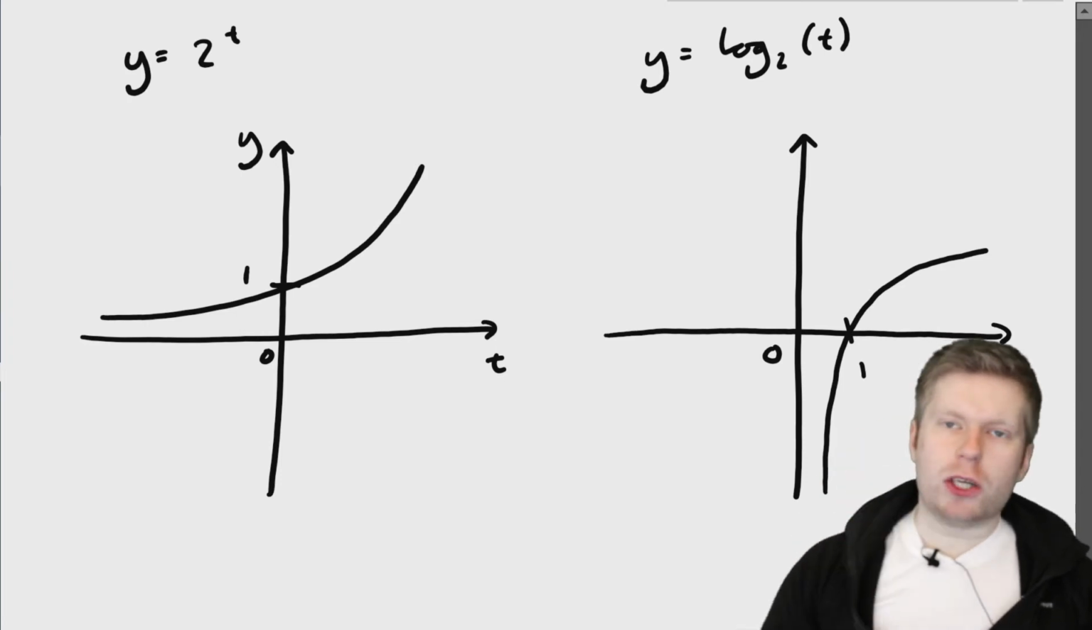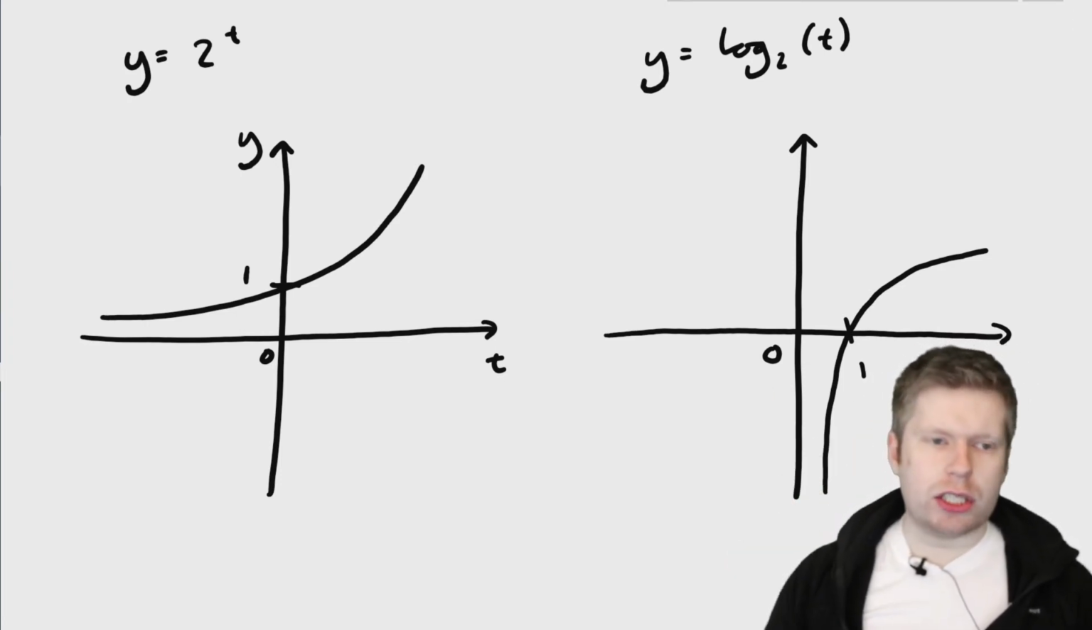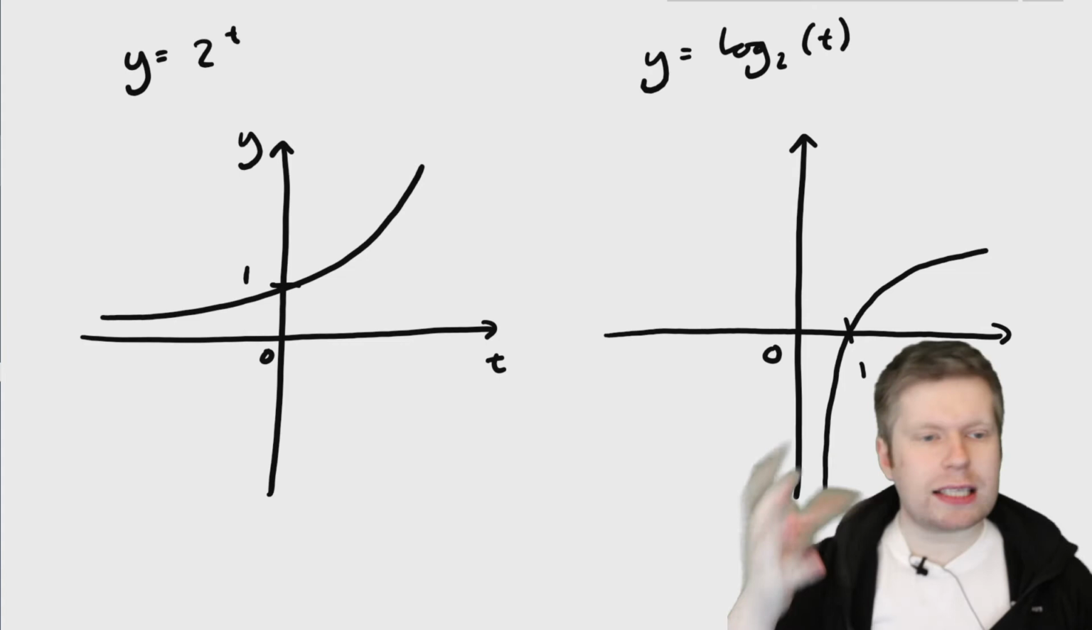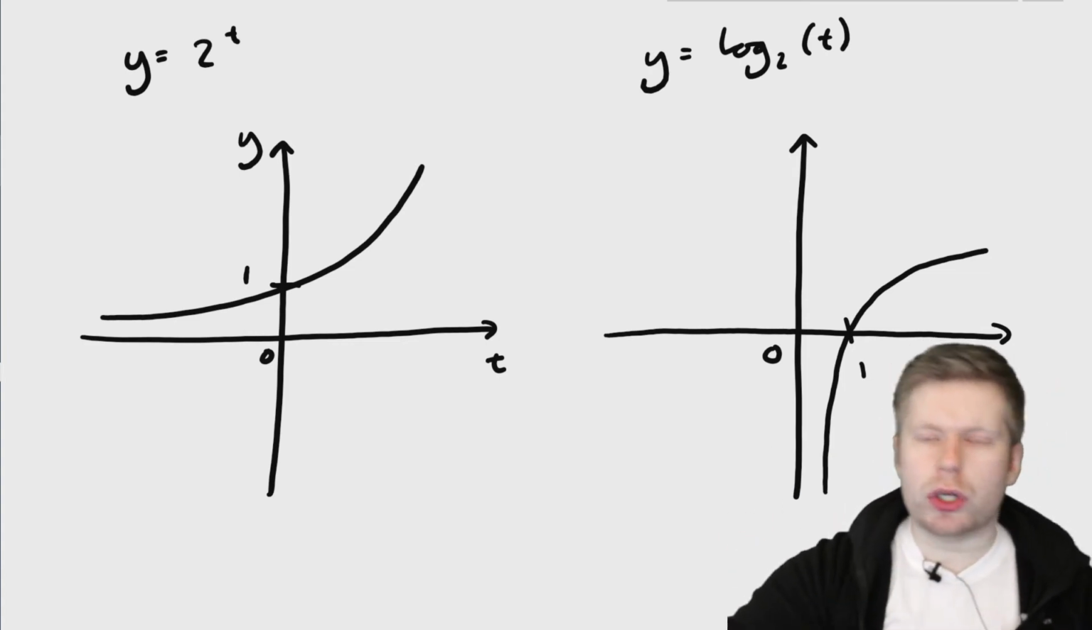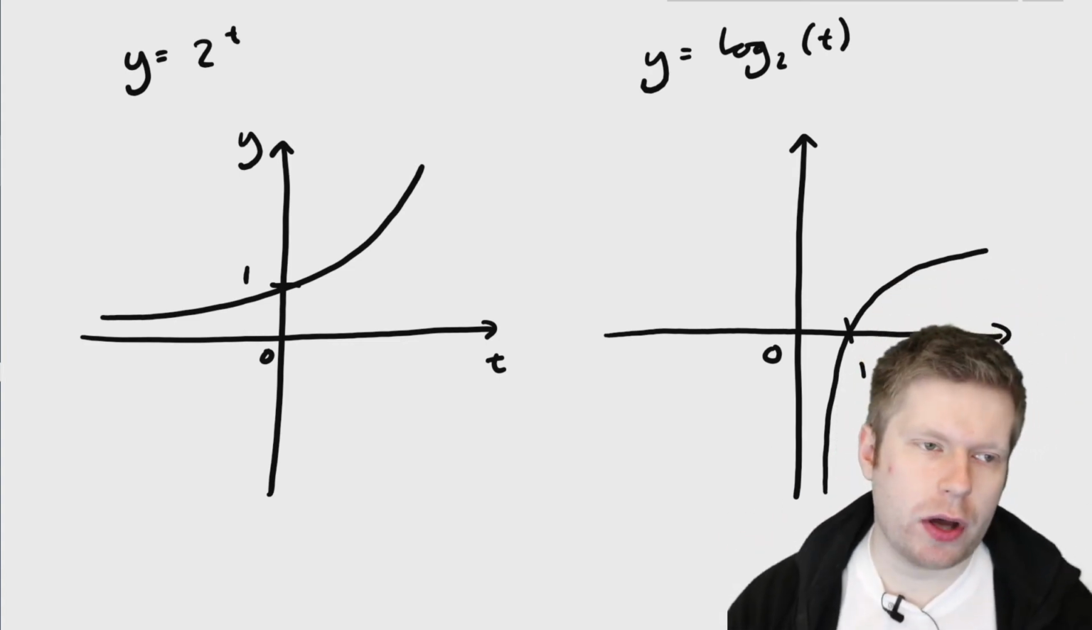Just think, my exponential graph looks like that. I remember that. That's nice and easy to remember. My logarithm graph just reflects it in the line y equals x. In other words, all my x coordinates become my y coordinates and vice versa.